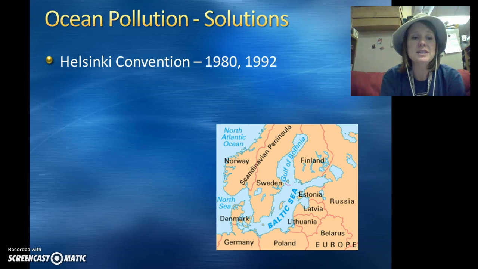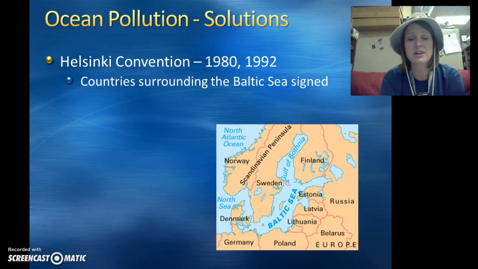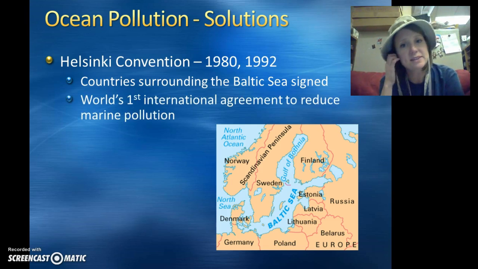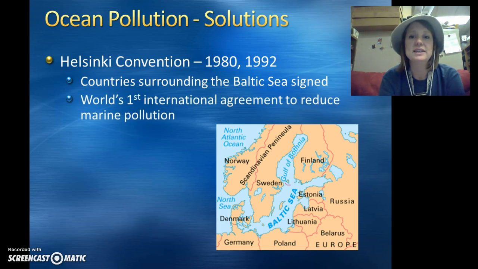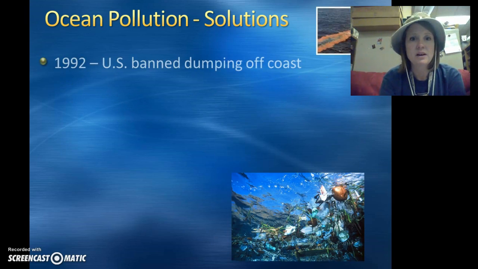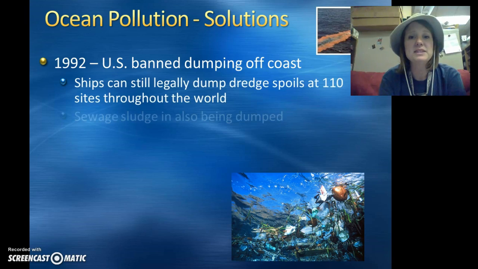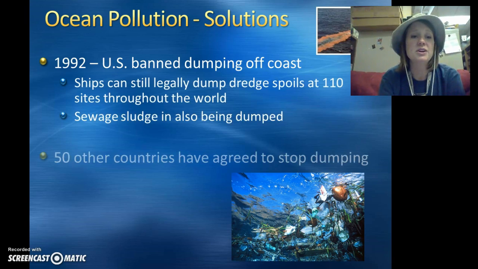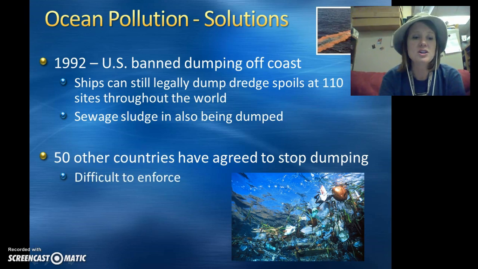Some of the solutions, because oceans are international, they have to be international agreements. One of the first ones was the Helsinki Convention, and that was the countries around the Baltic Sea. Other solutions, U.S. has banned dumping off of coasts. There are places worldwide they can, you just can't do it off of the U.S. coast. And 50 other countries have agreed to stop dumping as well. It is hard to enforce.